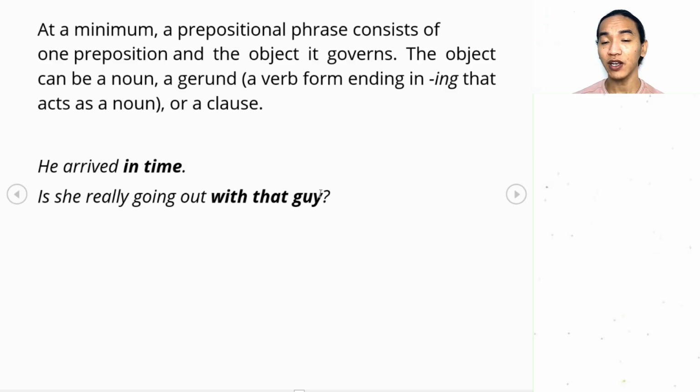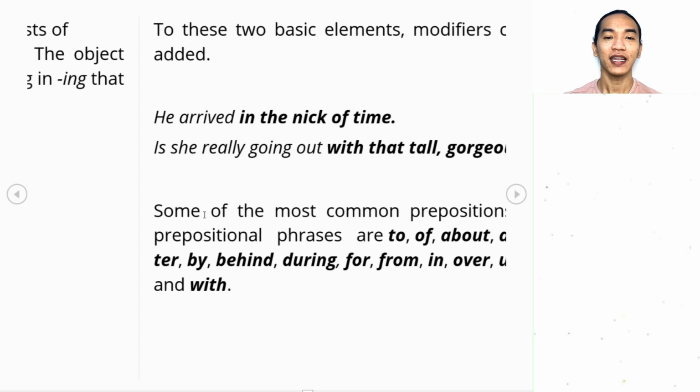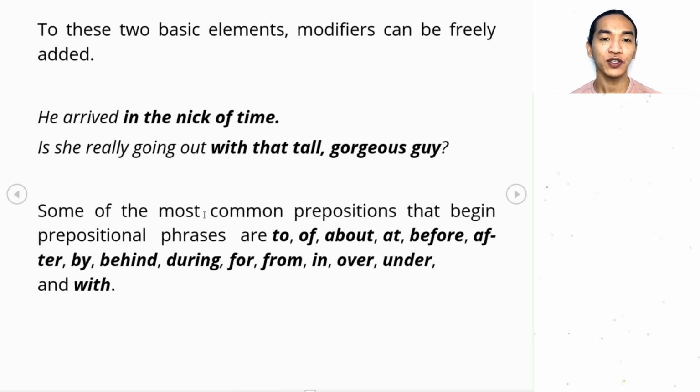Is she really going out with that guy? With and then guy, right? And then there's a word, that, to make it a phrase. Okay? Next one: to these two basic elements, modifiers can be freely added. So actually, we can add more words to our prepositional phrases, okay, as long as there is a preposition and some nouns that it modifies there, or as an element of its object.